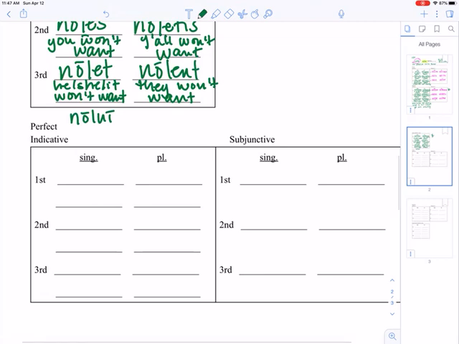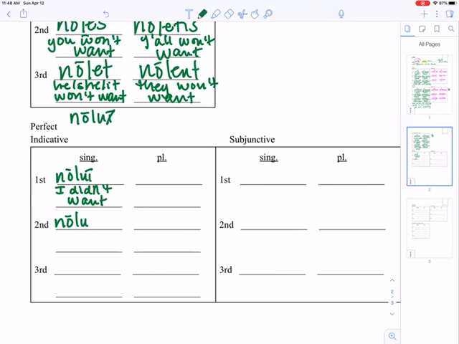There. All right, so this form, Nolui, I can put right here. Okay? Now, I did not want, I have not wanted, but I'm just going to go back to didn't want, like we did with imperfect. Okay? So I'm going to just say I didn't want. Okay? For the rest of our forms, we're dropping that I right there.